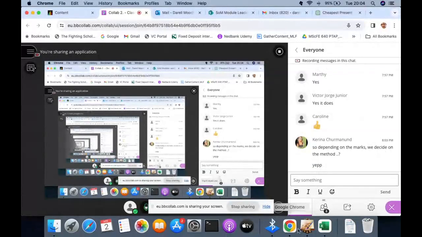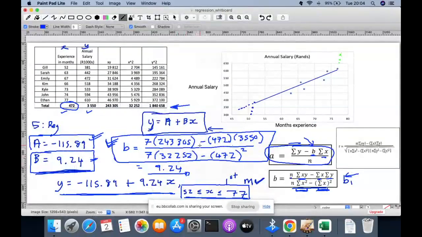Perfect. All right, just pause there for a second. Is everyone with me? How to get your slope and your intercept and how to write the equation and specify what values of x this equation is valid before we move on. Everyone, so far so good?